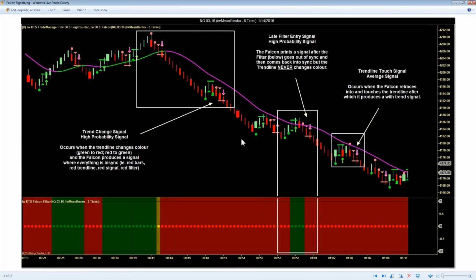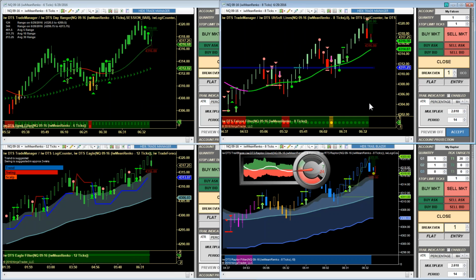Here's the cheat sheet for the Falcon, and we have our trend change signal. Again, essentially the first signal that comes into sync after our trend line changes color. We have a late filter entry signal, which is a very high probability signal. It occurs when the filter goes out of sync, comes back into sync, but the trend line never changes. And then we have our trend line touch signal. I'll explain more about this as we go on, so don't worry if you don't catch it right off.